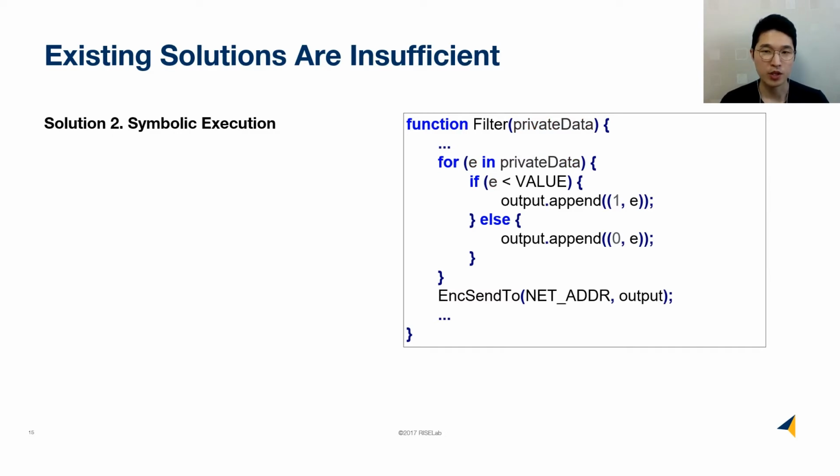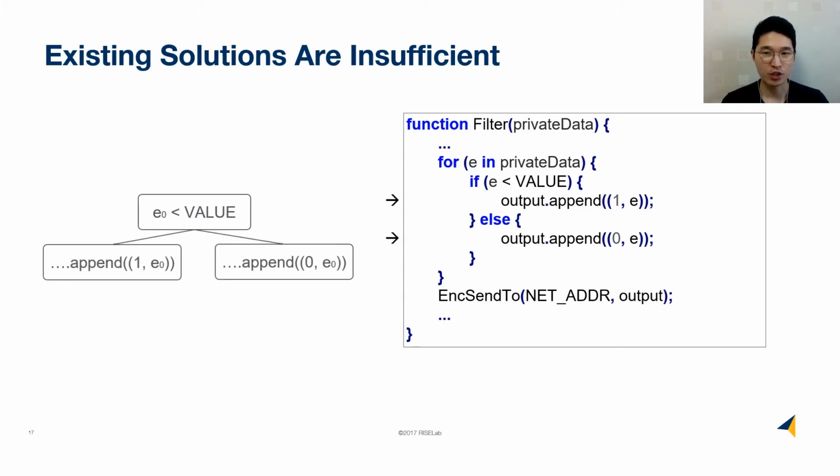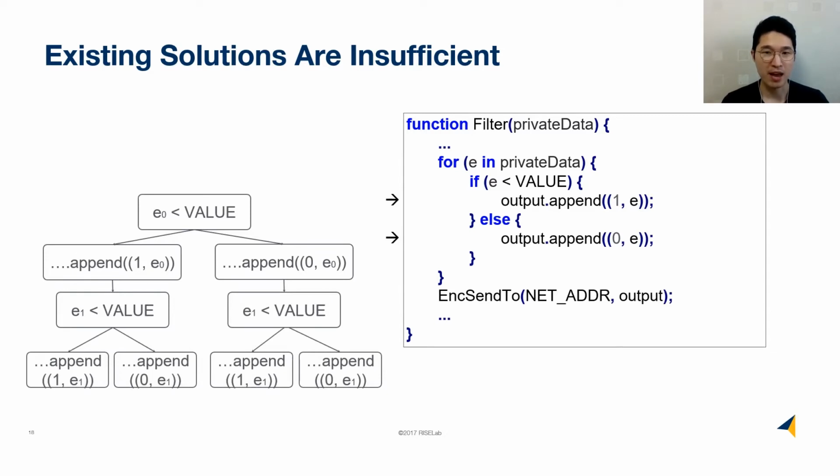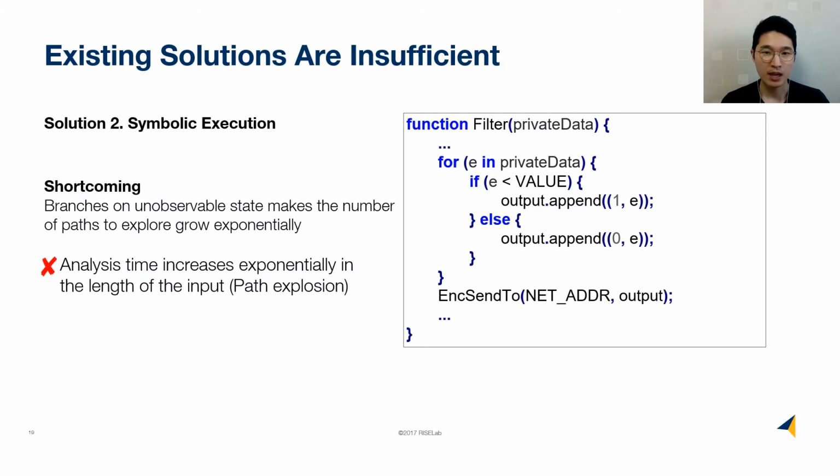Another existing solution is to use symbolic execution and check every program execution path meets the obliviousness condition. Symbolic execution runs the program with symbolic input and diverges the execution at every branch with symbolic variable. However, symbolic execution is insufficient as well. When the symbolic execution engine encounters the branch in the first iteration, it forks the execution into true and false path. In the second iteration of the loop, now the total number of paths becomes 4 because each execution path is again diverged into 2 paths. As you saw, the time of symbolic execution grows exponentially as the input length grows. This problem is called path explosion, which is a widely known limitation of symbolic execution.